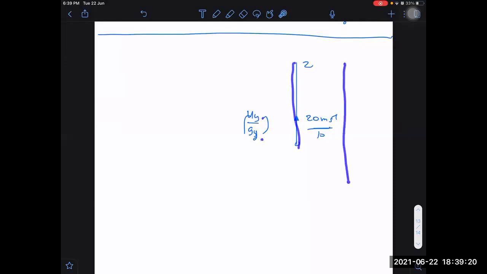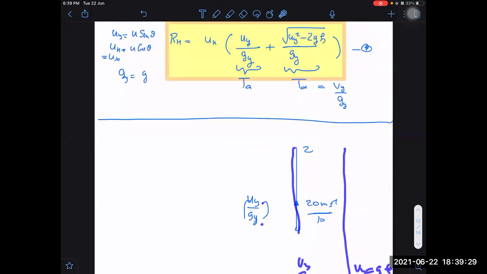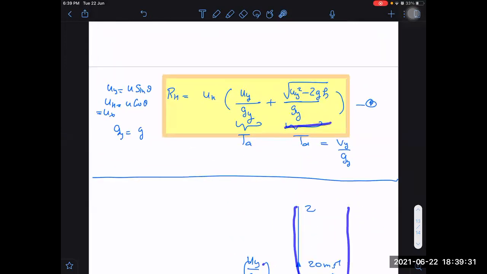And similarly, in the downward journey, by the same logic, Vy will be equal to nothing but Gy into t, or the time taken for the downward journey will be equal to Vy upon Gy. So this is derivation. This is Vy. This is Uy. Here it is Vy divided by G. It is Uy divided by G. Now, how did I write Vy as this? Again, not by learning a formula, but by V square minus U square is equal to 2as. Or I can similarly write, V square equal to U square minus 2 into G into H, right?